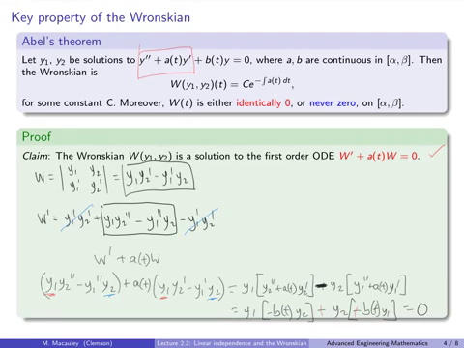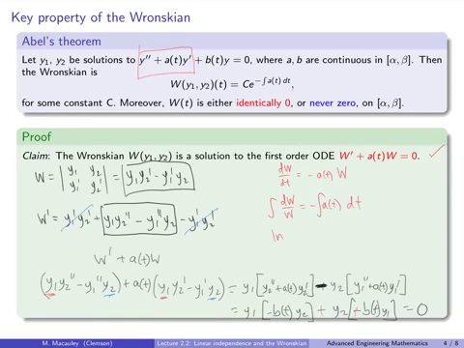Okay, so now what are we going to do with that? Well, let's solve this ODE. We can separate variables. So we get dw dt equals negative a of t times w. And we can separate variables, put the w's on one side. dw over w equals negative a of t dt. Let's integrate both sides.